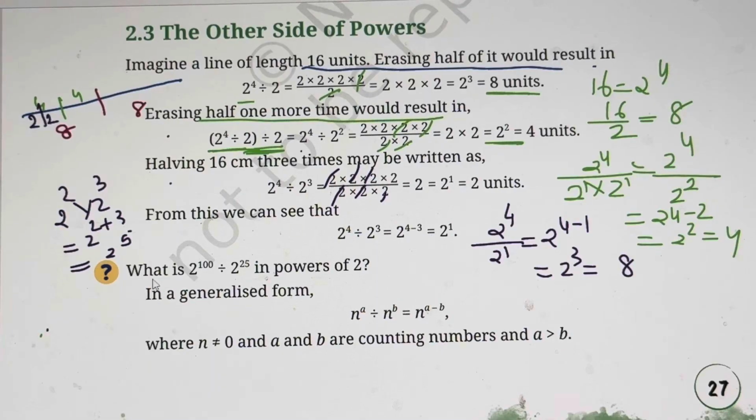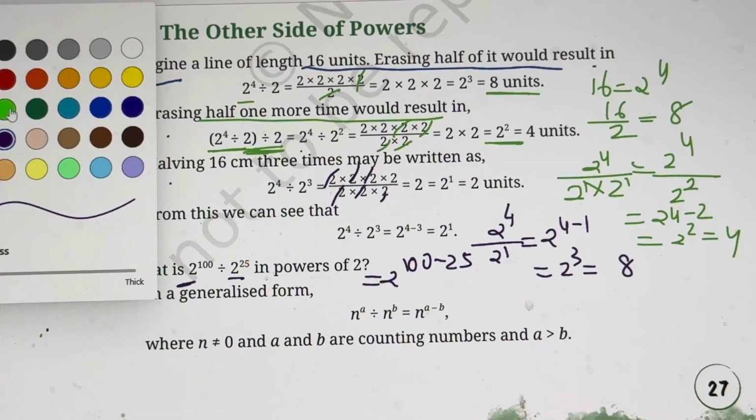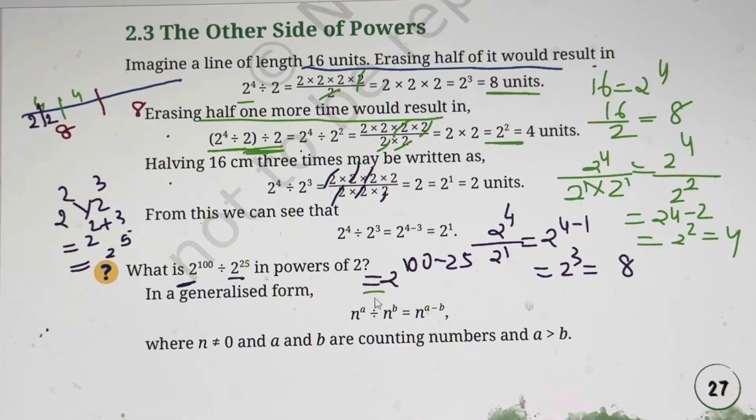But let us answer this question. What is 2 raised to 100 divided by 2 raised to 25? You can see that the base is the same, the base is 2, right? We need not solve it. We just need to subtract the powers. We just understood, 100 minus 25, which gives you, let me change the color, 2 raised to 75. 100 minus 25 is 2 raised to 75, right? This is the answer to this particular question.